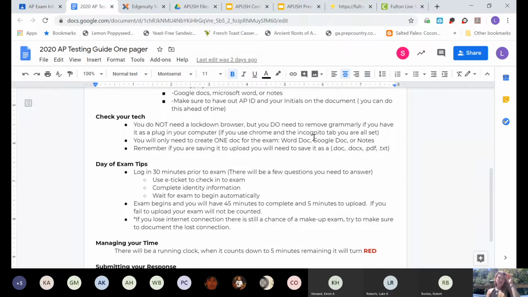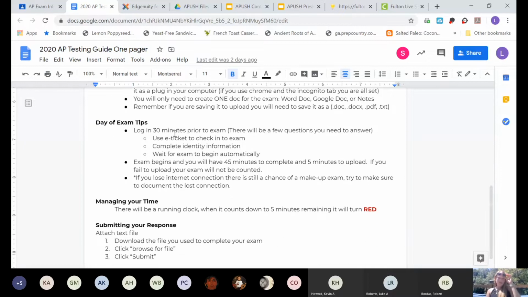Make sure you're using one of these supported platforms. If you're using a Mac, you can use Notes, so that's good. And then you probably will need to convert it to a .doc though. So just make sure that if you're on a Mac and you're using Pages or whatever, you're exporting it as a PDF file or as a .doc.